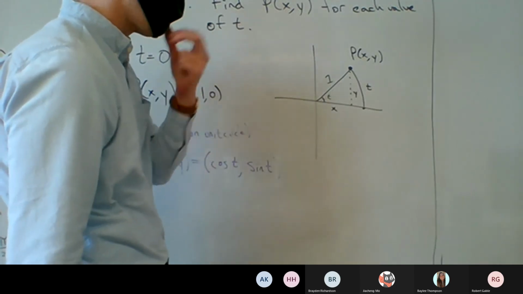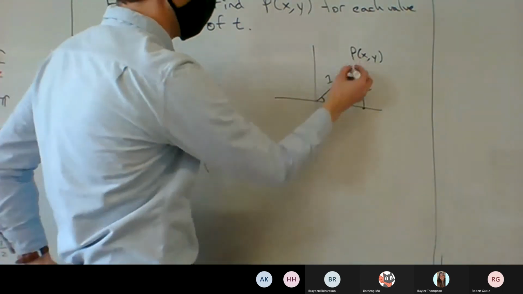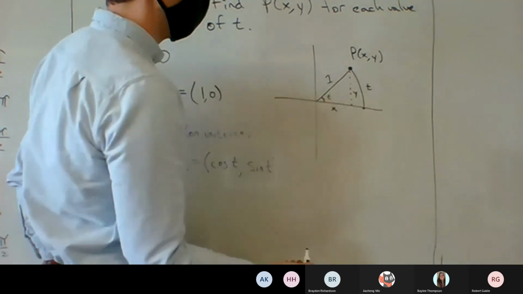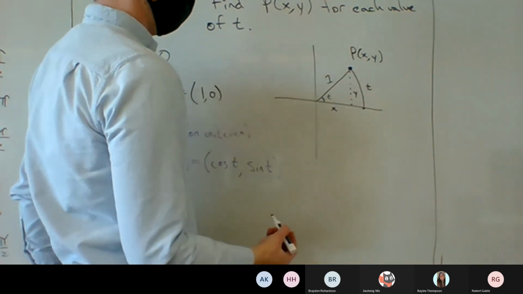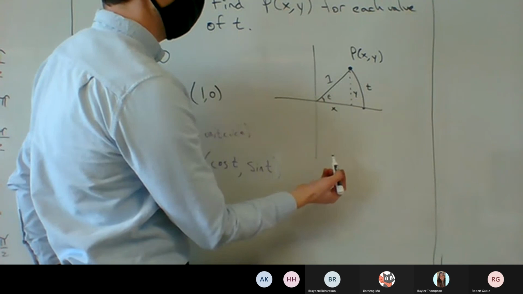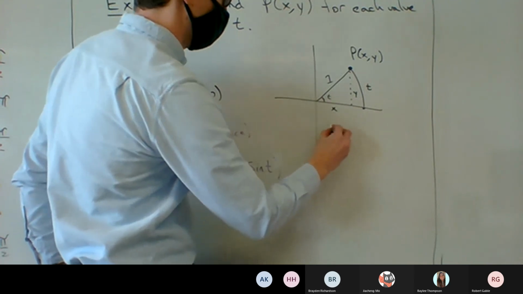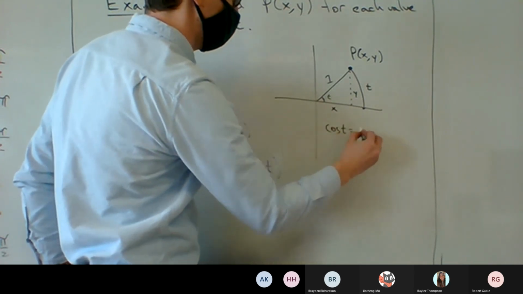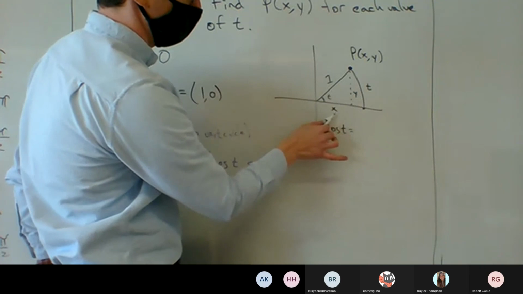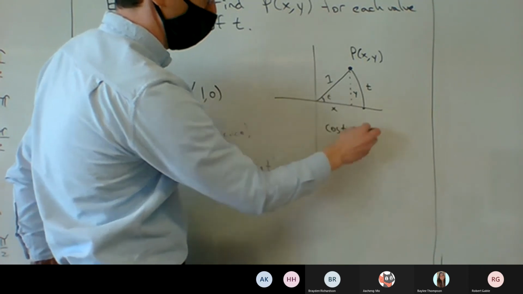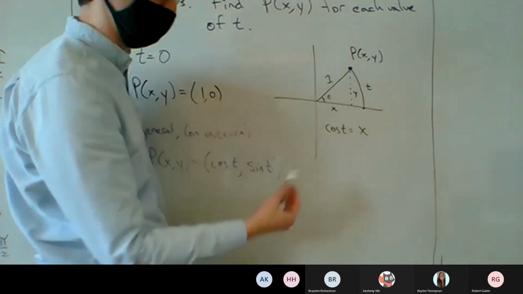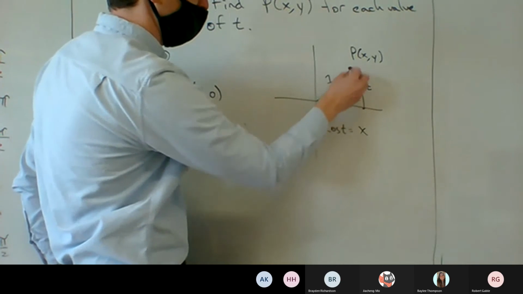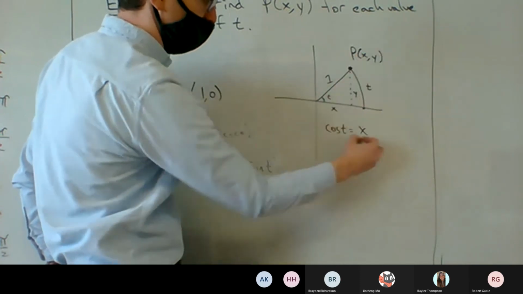Okay, so what does that mean for this coordinate point here? What is the y value going to be? Well, I know that, for instance, cosine of t is going to be equal to adjacent over hypotenuse, but hypotenuse is 1, so that's just x. So that means the x value of this coordinate point is cosine t.